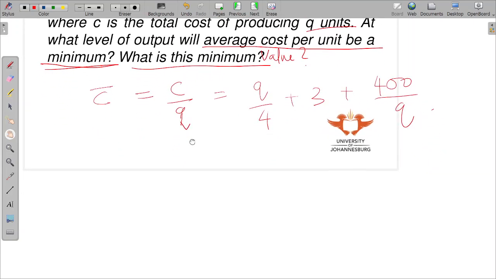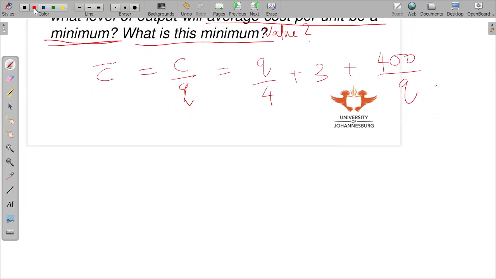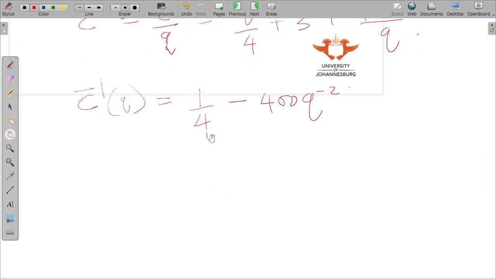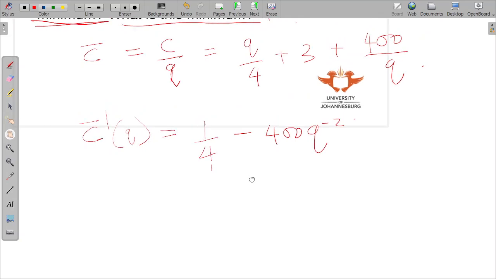So let's start with deriving this one first. I'm deriving average cost with respect to Q. This will give me 1 over 4, the constant gives me 0, and this will give me minus 400 Q to the power minus 2. Please take note of that. Now, what do we do? We need to equate this to 0.